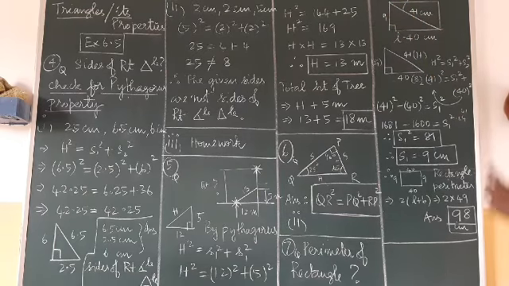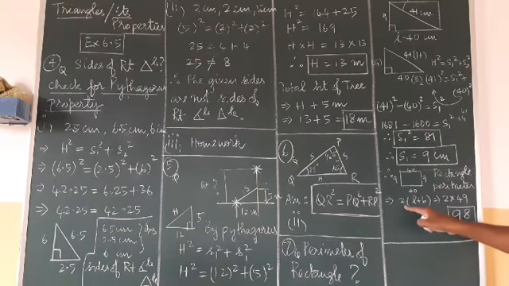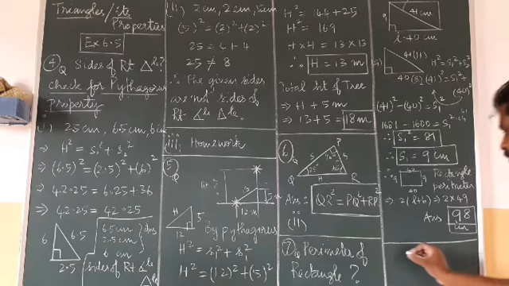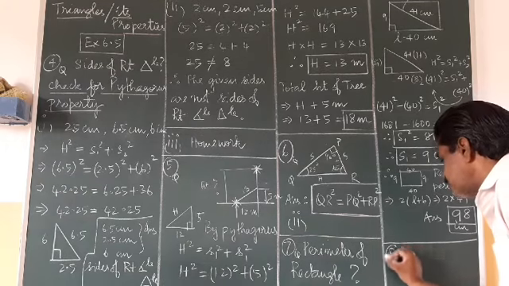So what is the perimeter? The sum of all the sides of the rectangle is the perimeter. So the perimeter formula is 2 into (L plus B). 2 into (L plus B) is what? 49. So 2 into 49, 98 centimeter is the perimeter of the given rectangle. Take the same thing, the 8th problem, as homework.